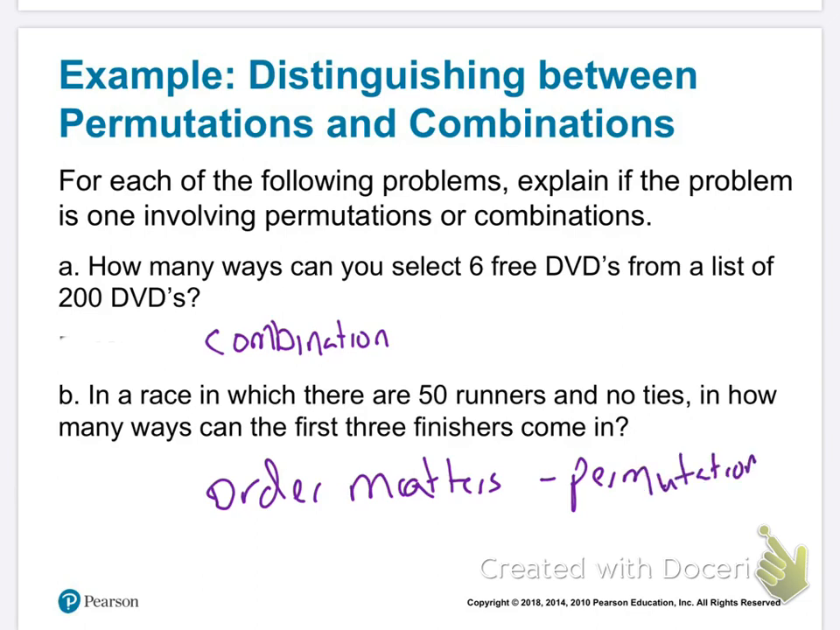Okay, so let's go on to our next slide. On your page, you have that same try it yourself. So 6 students are running for student government president and vice president. Is this going to be a combination or permutation? Well, this would be a permutation because order matters. You want the president and vice president. Those are first and second place, essentially.